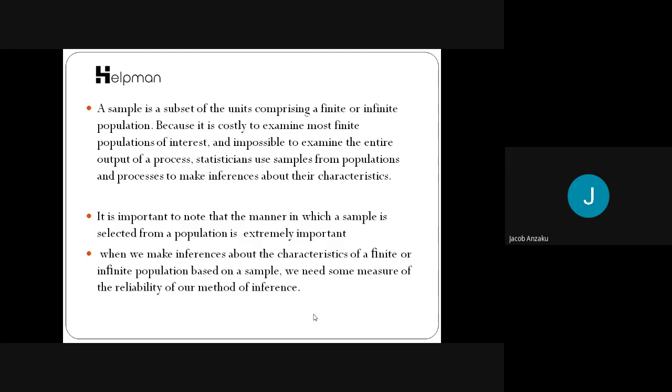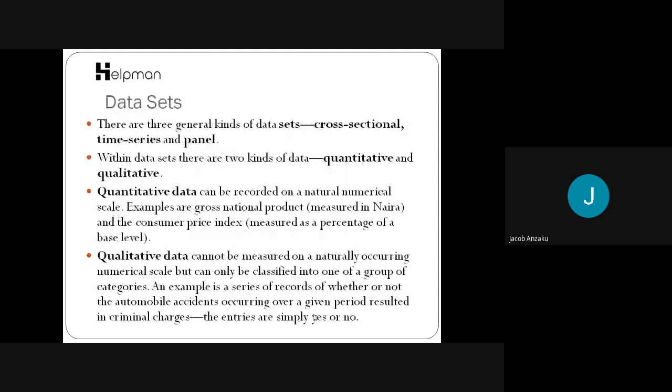So that is why it is very, very important that the manner in which we take a sample from the population should be carefully done. Now, when we make inferences about the characteristics of a finite or infinite population based on a sample, we need some measure of reliability of our method of inference. So we need to ensure that it is reliable before we can make those inferences.